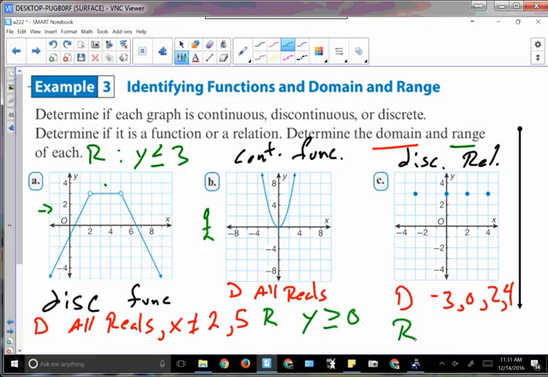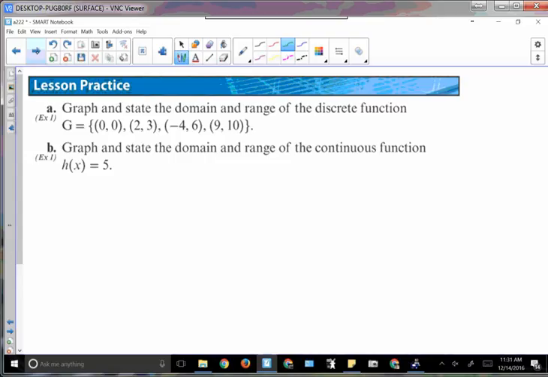What's the range? 3. That's all I got to put, right? Because it's only at 3 here, 3 here, 3 here, 3 here. Does it change? Does it go anyplace else? The answer is no. So the range is just simply 3. So what I want you to do is I'm going to give you a little bit of time, and I want you to put those onto the graphing calculator.